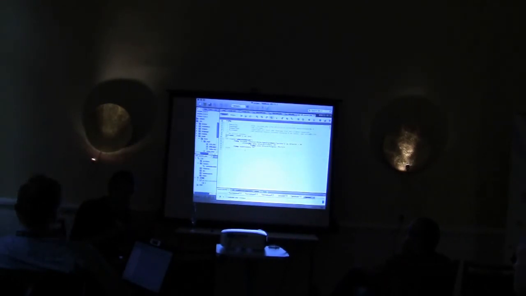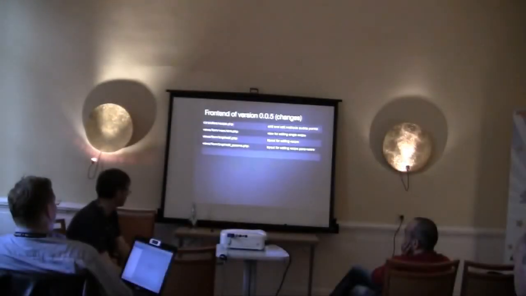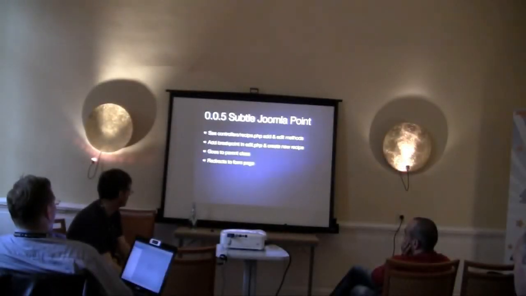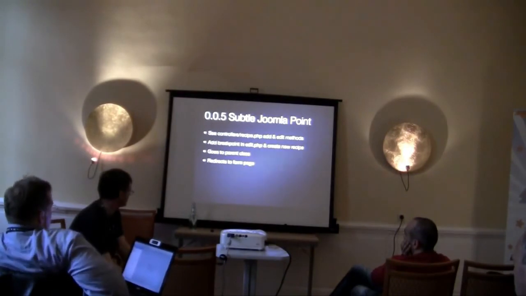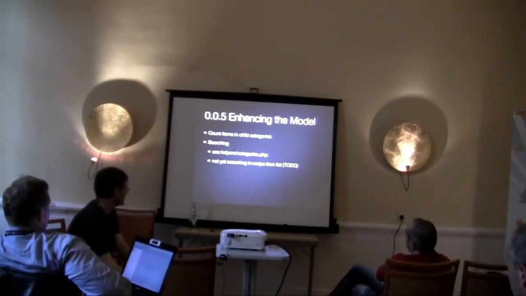But if you're attaching multiple recipes, you probably would have slightly different multiple ingredients. I need to think about how the best way to do that would be. So, what would you want to do next? Counting the items in child categories and things, searching in the lists.